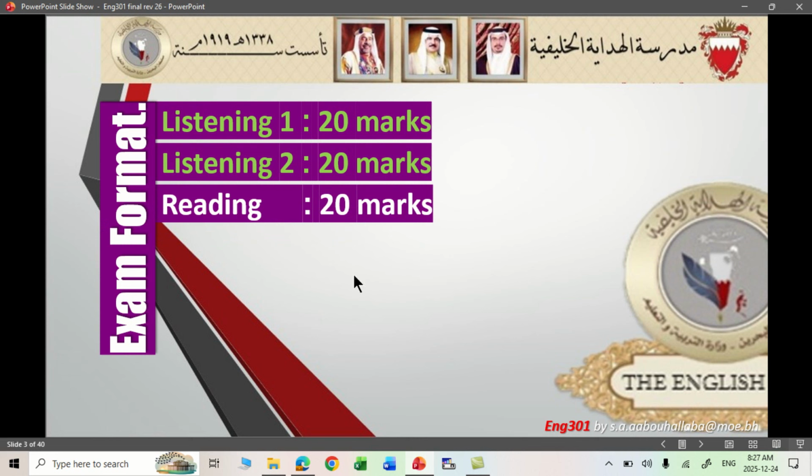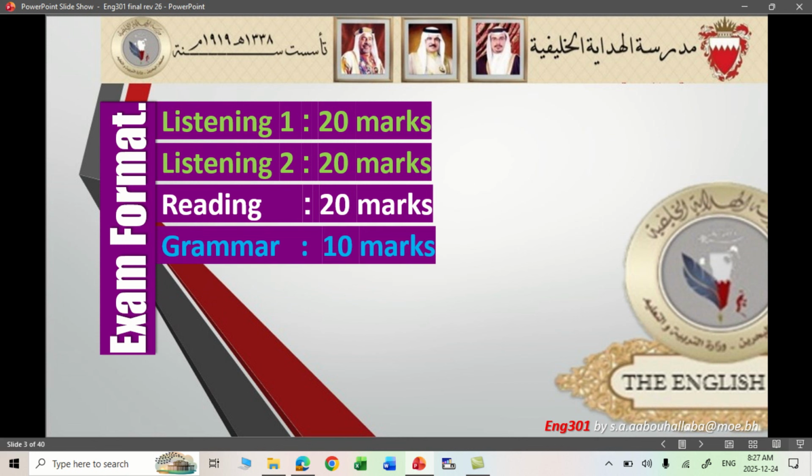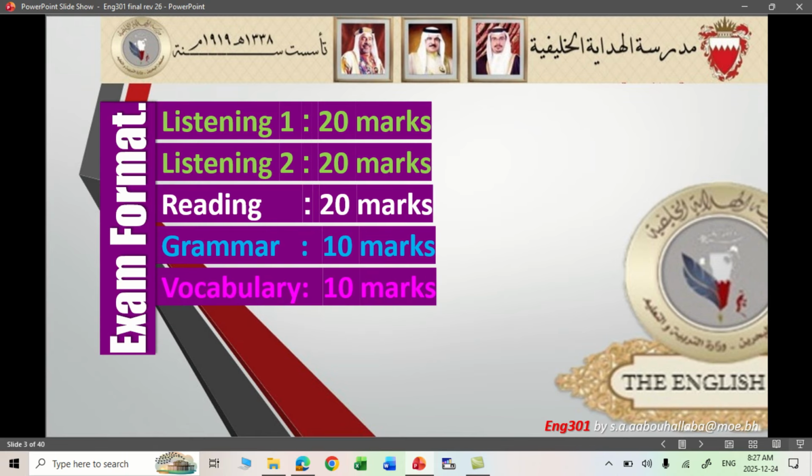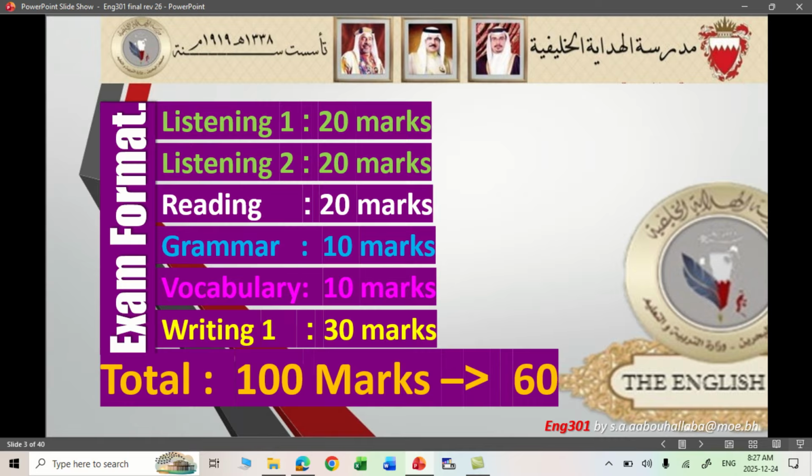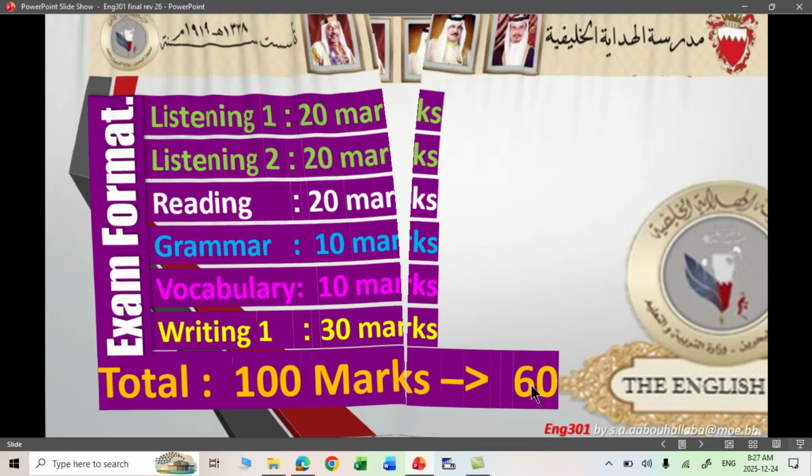Next you will have the reading, and you have 20 marks also. Then comes the grammar, 10 marks, vocabulary, another 10, writing, an extra 30, and finally this is the total of your exam, 100 marks, which is going to be turned into 60, and you already have 40 for your classwork.